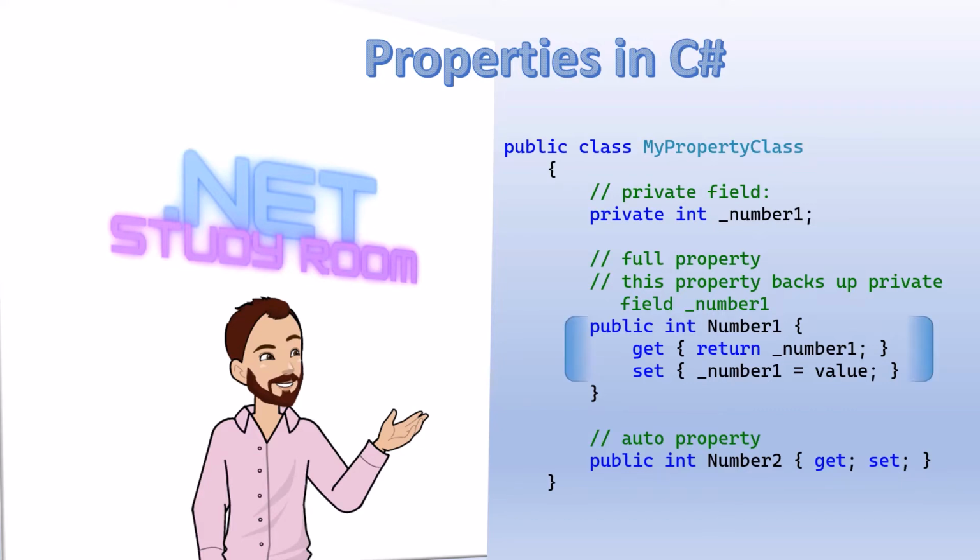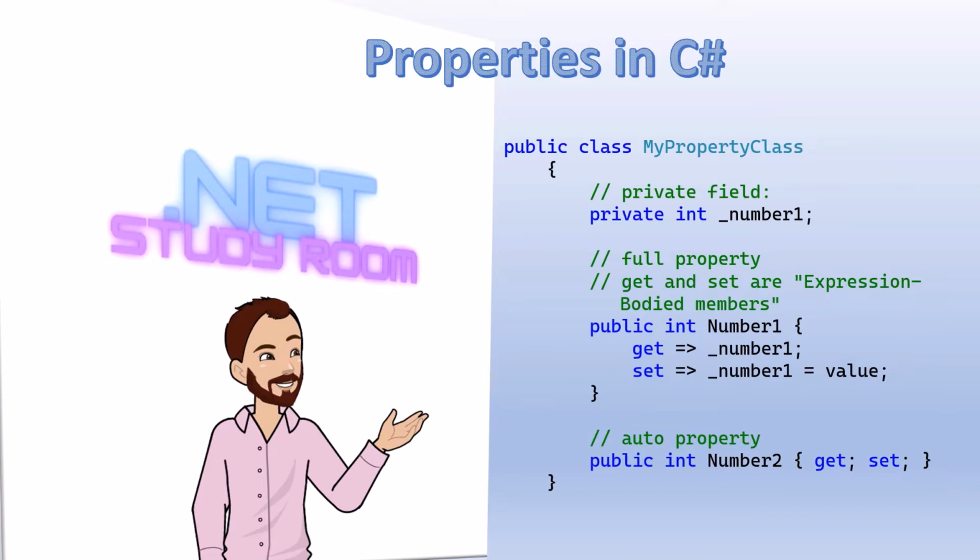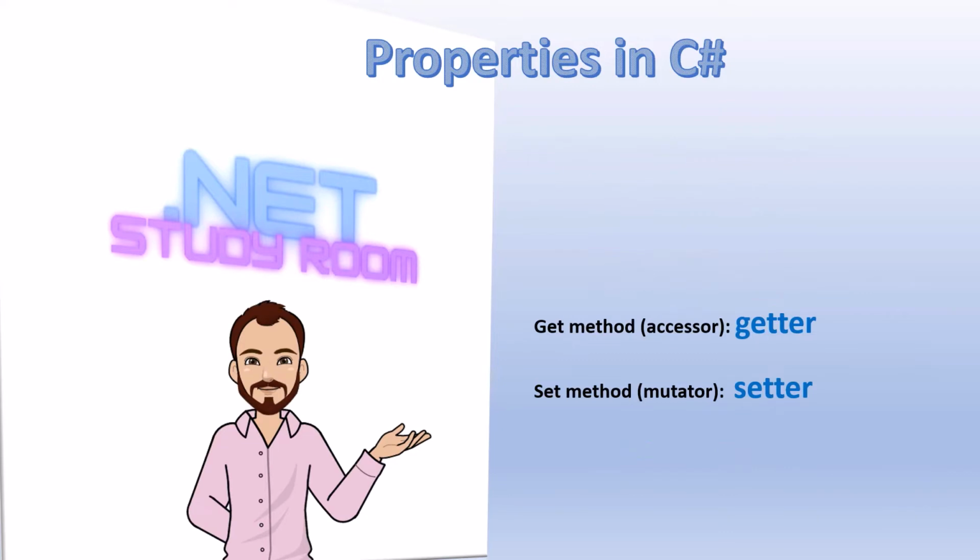In this case, the get and set functions do have a body enclosed by braces. And here is an example of how it is done. If the get and set functions are single statement expressions, then instead of using braces for the body, you can use expression-bodied members. Here is the syntax. Also remember, the get function is often called a getter, and the set function is called a setter. We usually use the terms getter and setter rather than accessor and mutator.